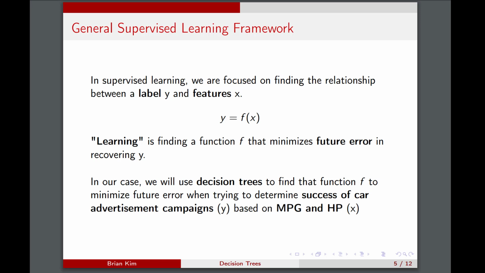Right, so in our case, we'll use decision trees to find that function f that hopefully minimizes that future error when trying to determine the success of car advertisements, our y variable, based on MPG and HP, miles per gallon and horsepower, our x variables, our features.